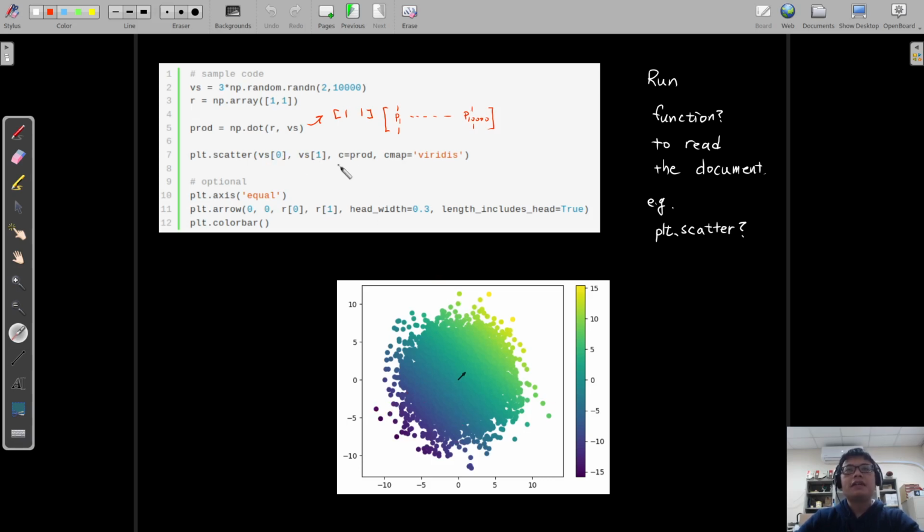And the interesting thing is there is a feature called c, which stands for color. You can use the inner product to color each of the points. The closer to yellow, the higher the inner product. The closer to purple, the lower the inner product. So this is r, and higher inner product, lower inner product. There are several new functions here. I encourage you to use the question mark help, for example function question mark, and run the cell to see the documentation and how to work with it.